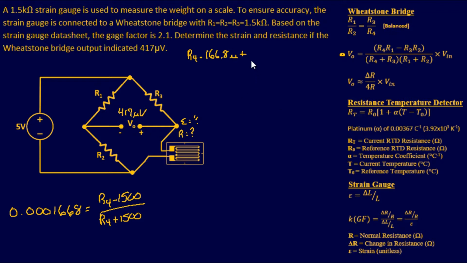It's going to give us 0.2502, and then it's going to equal R4 minus 1500. So far we're doing pretty good. All right, next I want to go ahead and add 1500 to both sides.